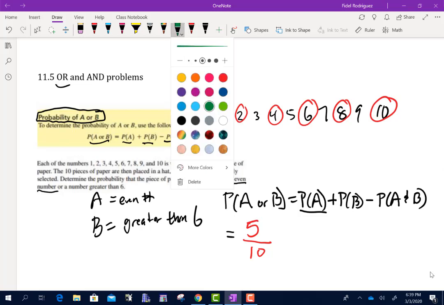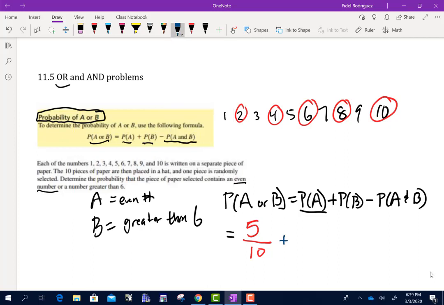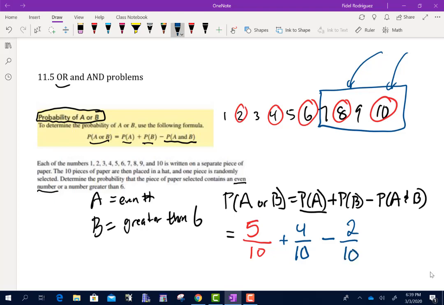So now, let's do the same thing plus the probability of B. How many numbers here are greater than 6? Well, those 4 numbers out of 10 are greater than 6. Minus, what's the probability that we're going to get an even number that is greater than 6? If you notice in here, we have those 2 out of 10. So now we're just going to go straight across.